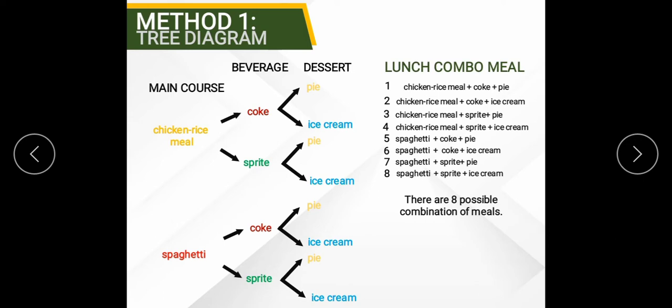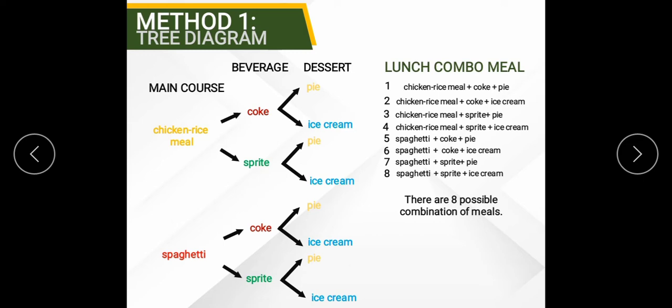Okay, in method 1, we use tree diagram. In tree diagram, we have main course, beverage, dessert, and lunch combo, and the possible combination of meals. The first lunch combo meal is chicken rice meal, Coke, and pie. Next is chicken rice meal, Coke, and ice cream. Third, chicken rice meal, Sprite, pie. Next, chicken rice meal, Sprite, ice cream.